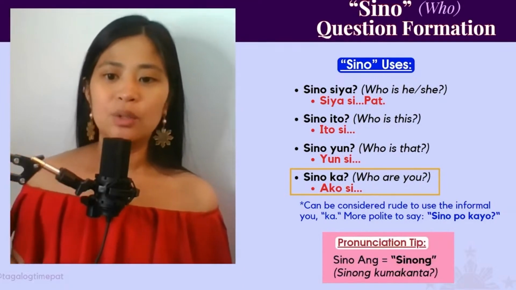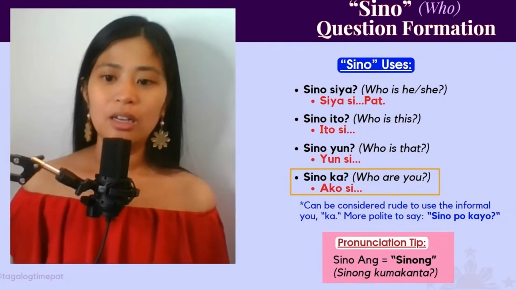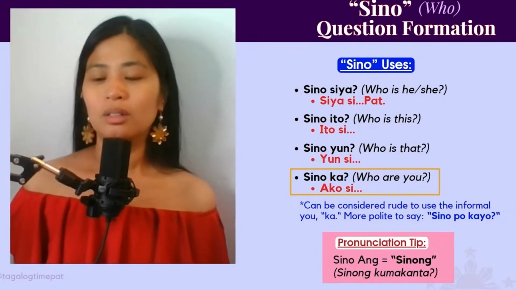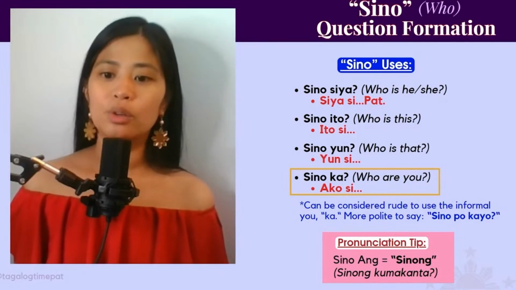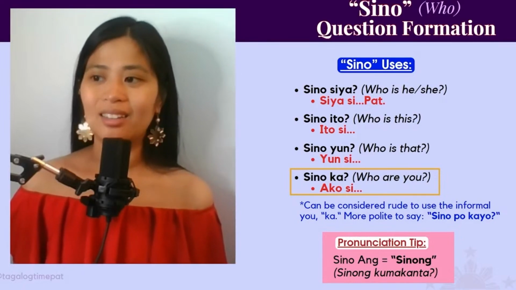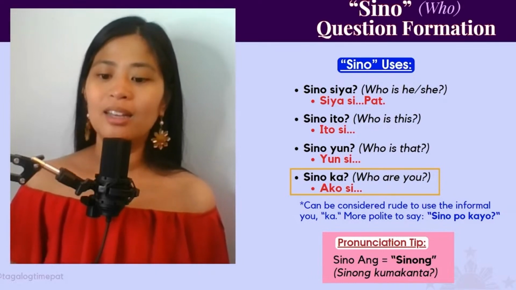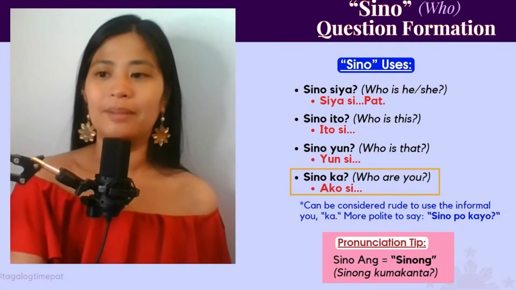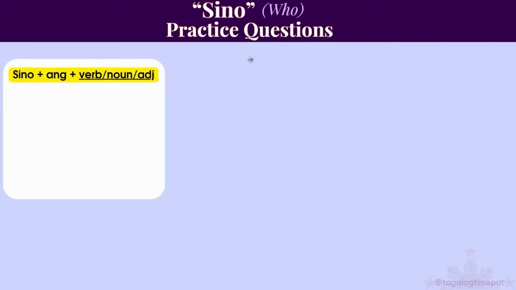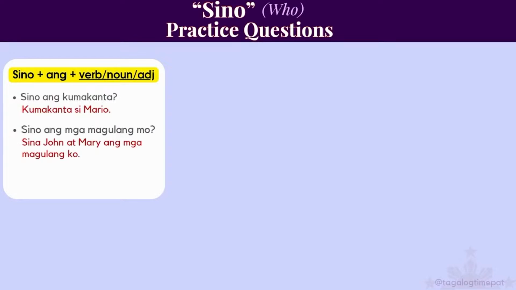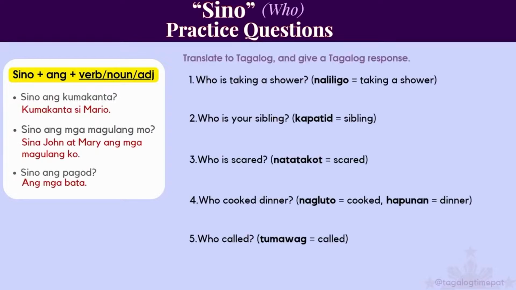And then just a pronunciation tip. If you have sino ang in a question, you might hear sinong. So they put it together. So sinong kumakanta? Who is singing? Instead of sino ang kumakanta, it's sinong kumakanta. Okay? Now let's practice some translations when we're using sino in a question. So sino ang plus a verb, noun or object or adjective. And here are the examples.